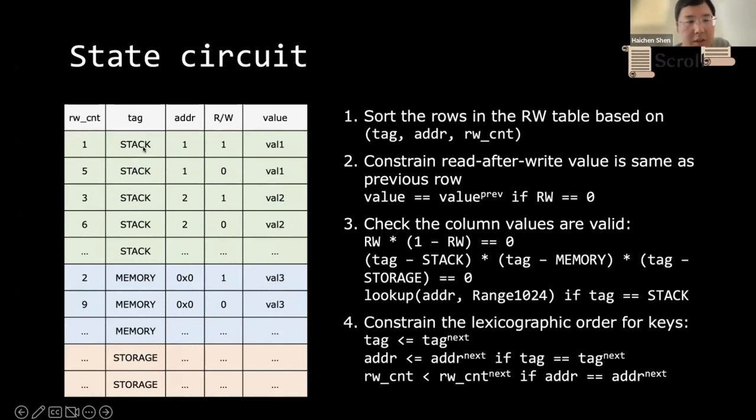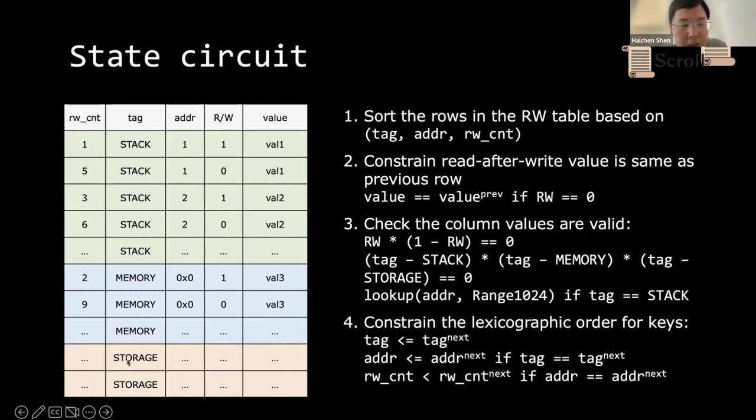And then the last thing you're going to constrain is whether the sorting is done correctly. Because when we constrain this read-after-write property, we rely on all the rows being sorted correctly. So you also need to constrain that all the rows are sorted according to the lexicographic order that you define with this tuple here. That means the tag needs to be less than or equal to the next tag. If they are the same, then the address has certain properties. If the address is the same, then the RW counter needs to be strictly smaller than the next row. So with these things, you can constrain the sorting.